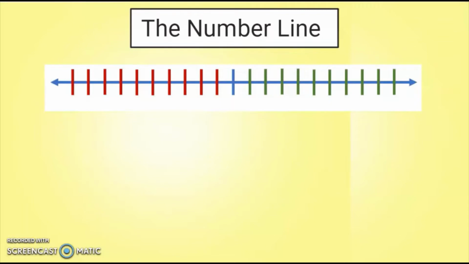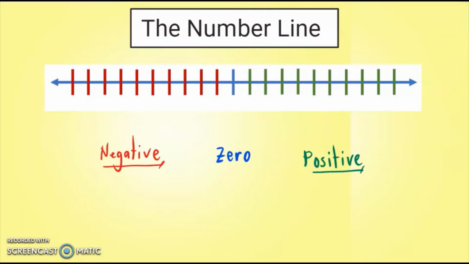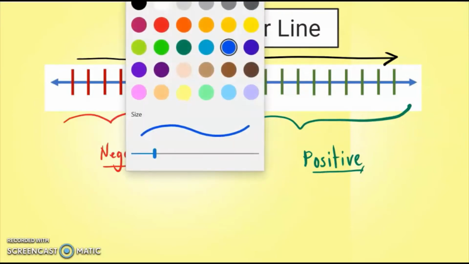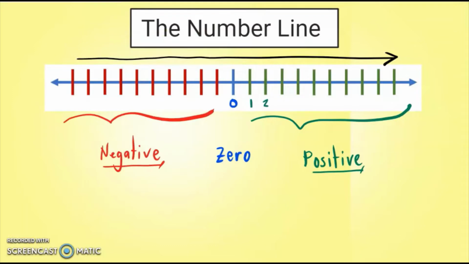Integers can be positive, they can be negative, and it could be the number 0. Positive integers are found at the right of 0, and negative integers are found at the left of 0. So if this is where our 0 is, at the right we have the positive numbers 1, 2, 3, and so on. And at the left of 0, we have negative 1, negative 2, negative 3, and so on.